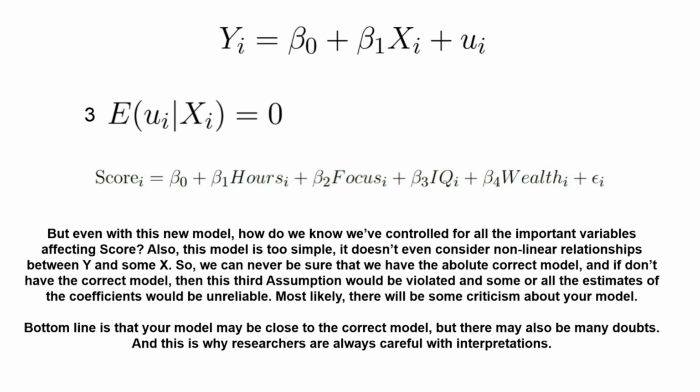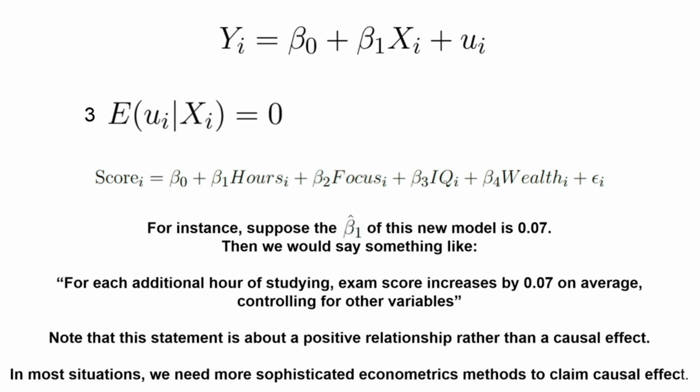The bottom line is that your model may be close to the true correct model, but there may also be many doubts. And this is why researchers are always careful with interpretations. For instance, suppose the beta 1 hat of this new model with 4 variables is 0.07 and also you pass the statistical significance test. Then researchers would say something like, for each additional hour of studying, exam score increases by 0.07 on average, controlling for other variables.